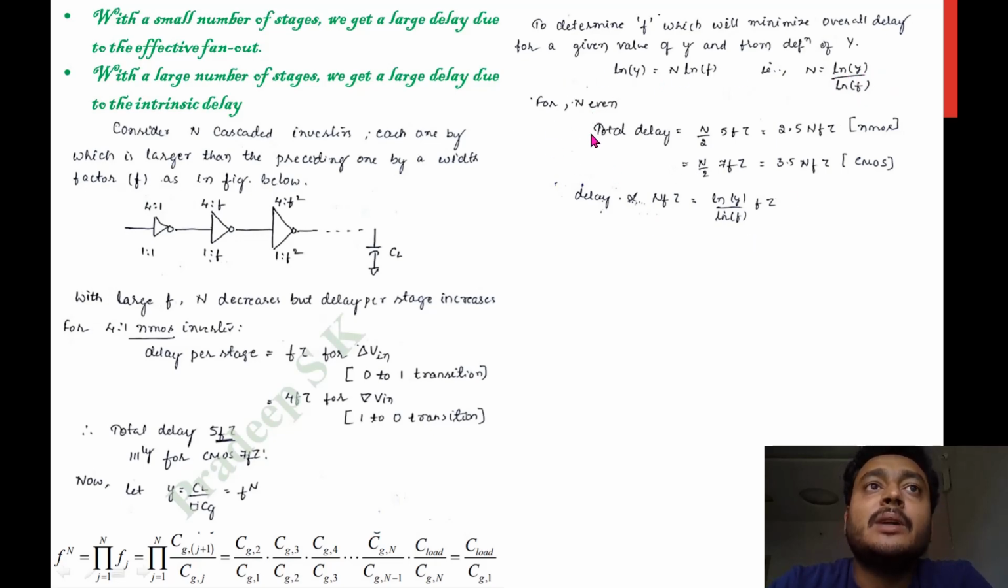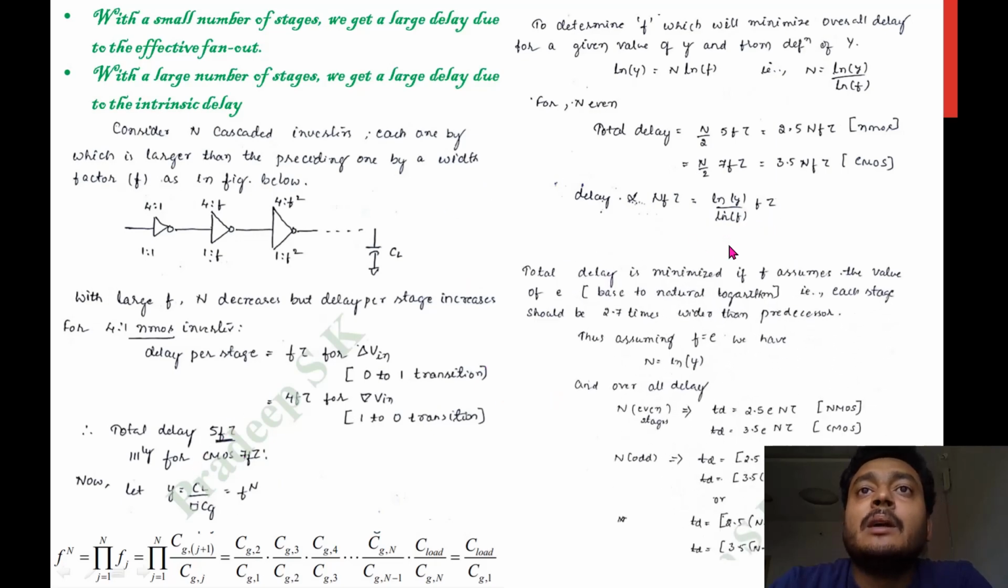So for even stages of delays, this is about odd stages, if you have another inverter here, it becomes even stages. So for n even stages, it will become n by 2 into 5 f tau, for NMOS inverters. And if it is a CMOS inverter, then it will be 7 n by 2 into f tau, that is 3.5 n f tau. So we can see that delay is directly proportional to n f tau. And how can we get the optimal stages?